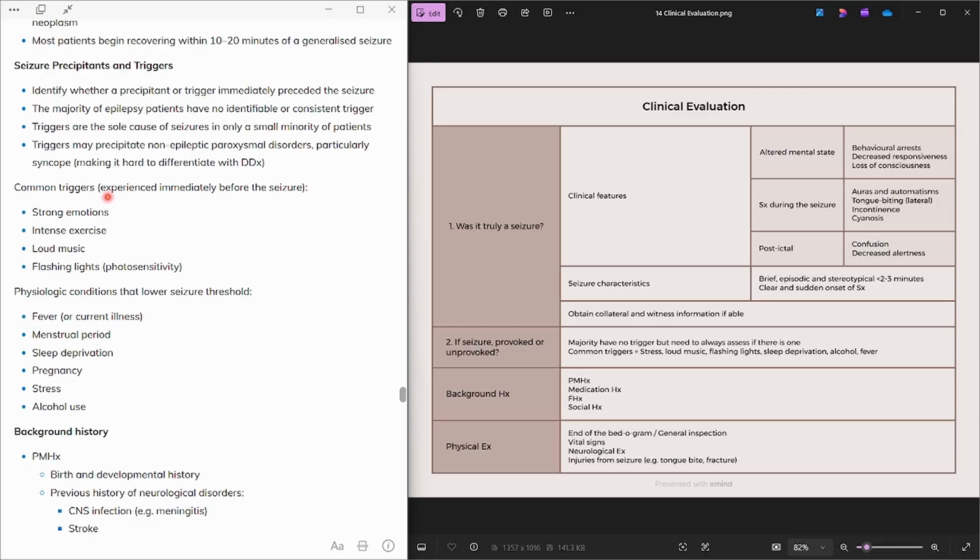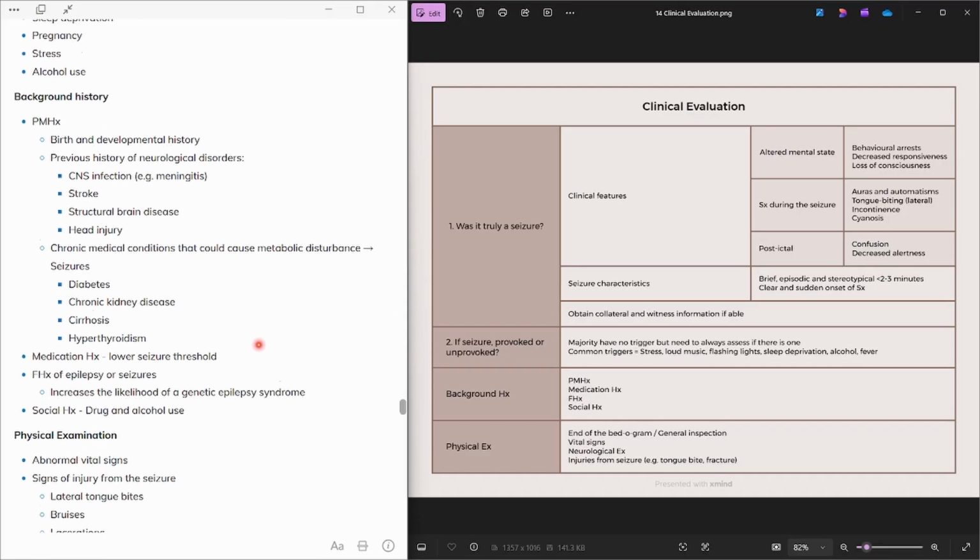So common triggers which are experienced immediately before the seizure are things like strong emotions, intense exercise, loud music, as well as flashing lights. There are also other physiological or non-physiological conditions that can lower the seizure threshold, such as fever or a current illness, menstrual period, sleep deprivation, pregnancy, stress, and alcohol use.